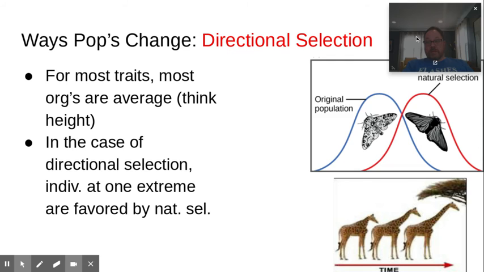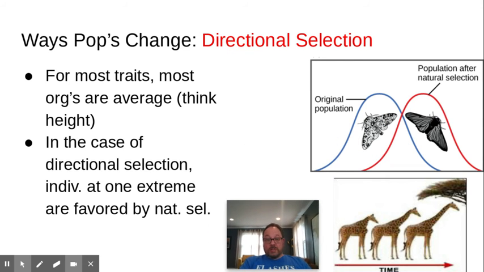And because of natural selection, usually become better adapted, but because of drift, it may not, right? So it sort of depends on the circumstances. All right, so here we get into some of the different ways in which populations change. One is called directional selection, okay?